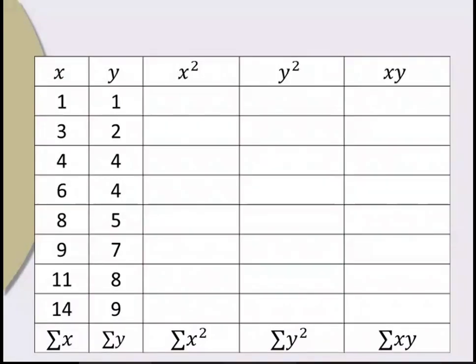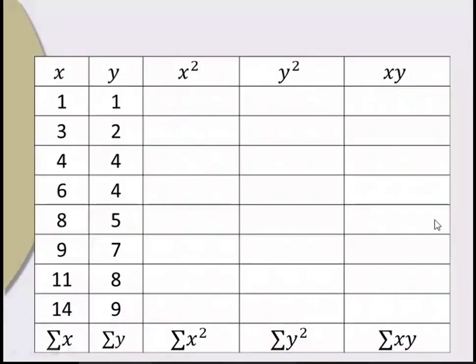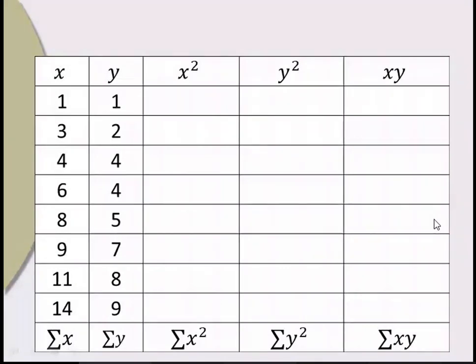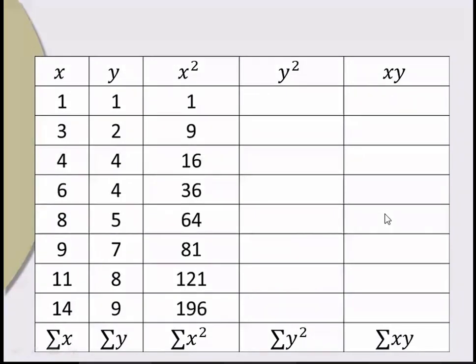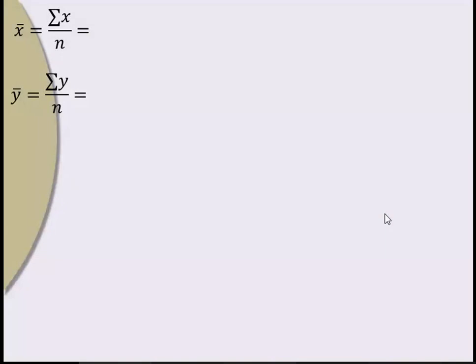Now do this calculation. Simple calculations are there. We have to square each term: 1 square, 3 square, 4 square, like that. Take the square of each term. Then take the summation of each column, and then take the product of x and y. Okay, so completing the table.